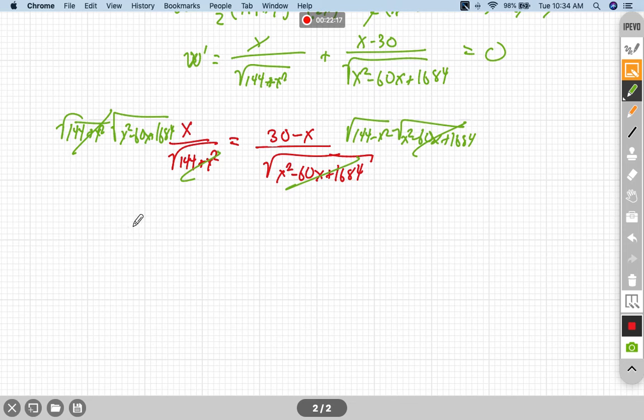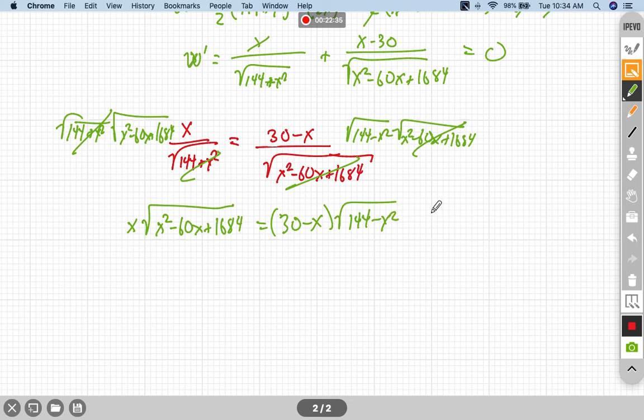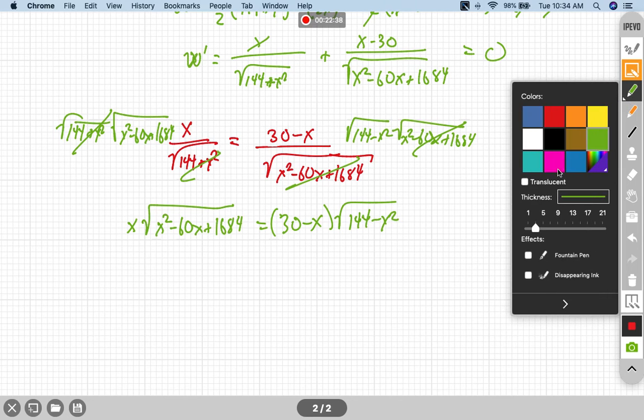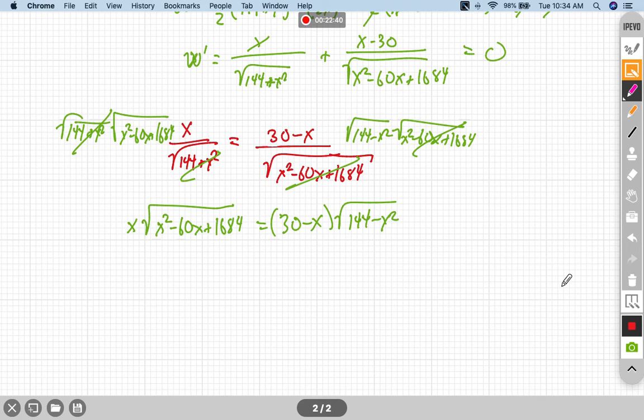And I will get x times the square root of x squared minus 60x plus 1684 equals 30 minus x times the square root of 144 plus x squared. This is now the algebra stuff that just messes you up. That's the thing that makes this problem the worst. I've got square roots in there, so I'm going to square both sides.